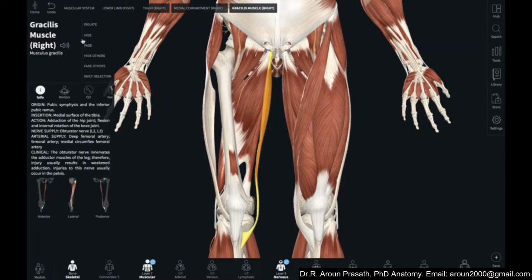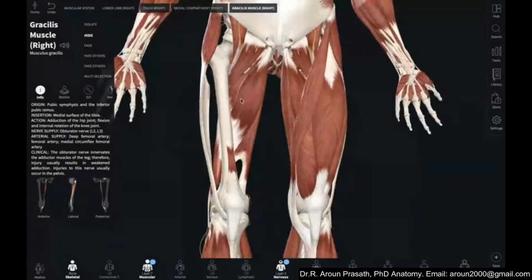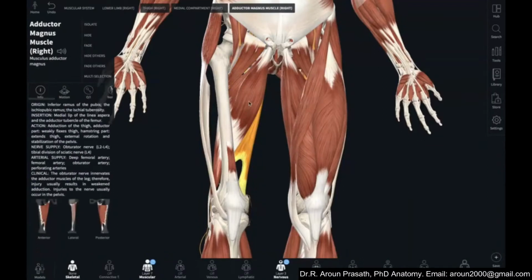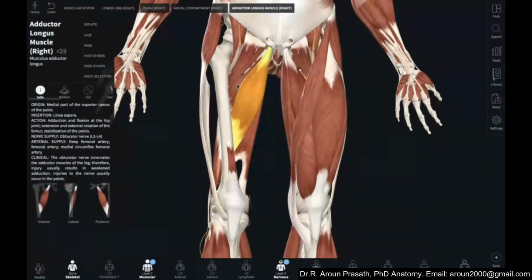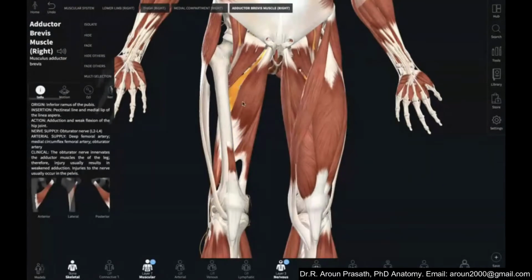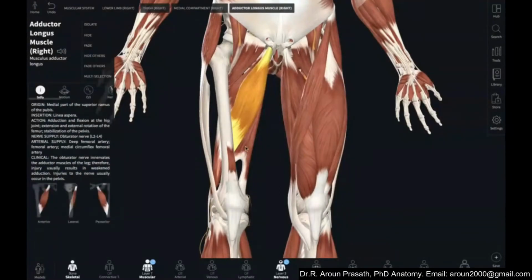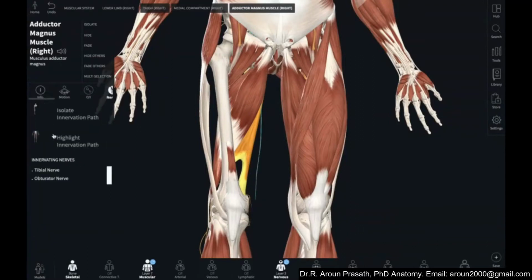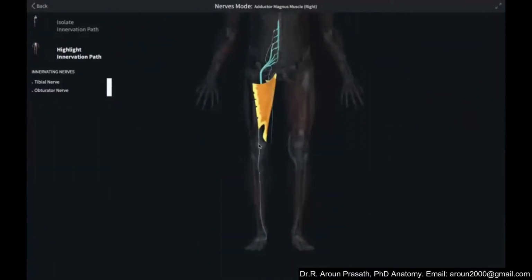So this is one muscle present in the medial aspect. And apart from this, there are three muscles. This is the adductor magnus, this is the adductor longus, and this muscle is the adductor brevis. All these adductor muscles are innervated by the obturator nerve.